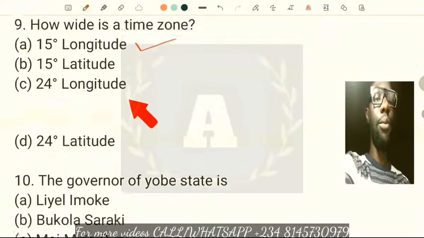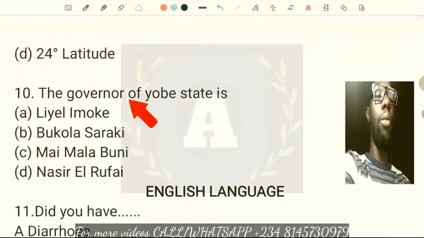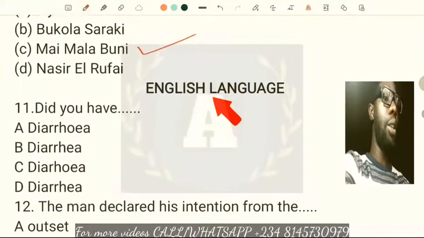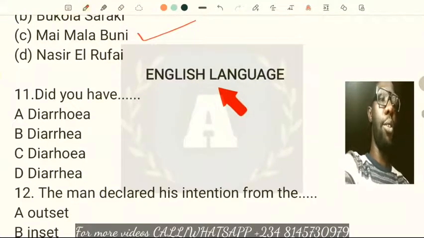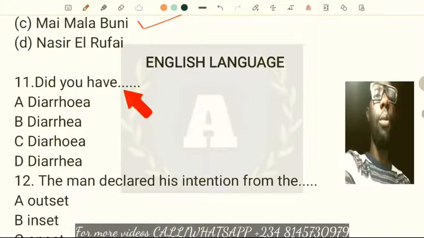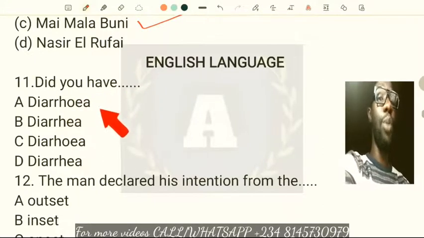All right. Now, the governor of Yobe State is Mai Mala Buni. Okay, that's the current governor of Yobe State. Now we move to the next phase, which is the English aspect of the question. Now we actually want to test your spelling aspect.